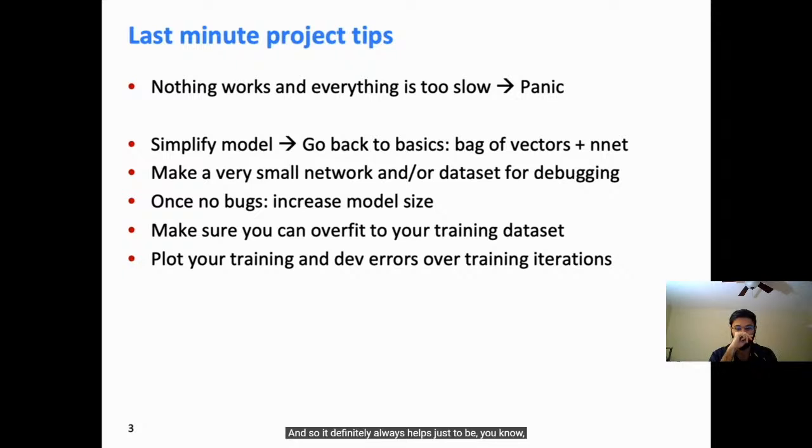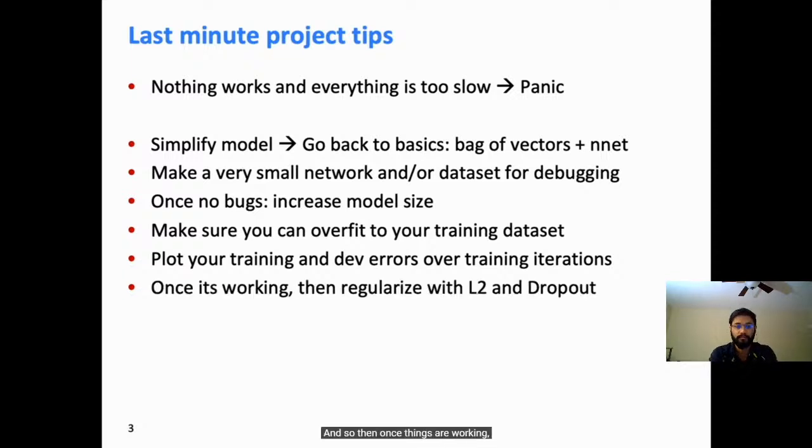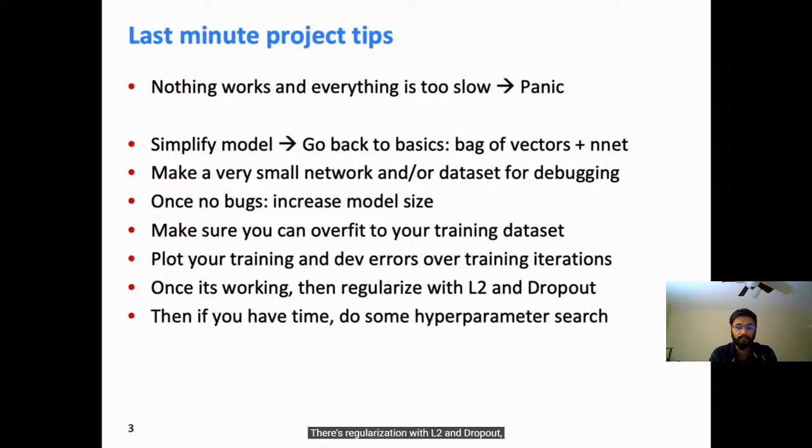It always helps to plot your training and dev errors as you go along, so that you can tell if things are working or if they aren't and you should abandon and start again with a new experiment. Things like that save you hours and get you more done. Once things are working, there's a whole bunch of things to make it work better. There's regularization with L2 and dropout. There's time to do hyperparameter search. Often doing these things can make quite a lot of difference to your final results. So it's good to have time to do those things, but clearly you want to get things working first before you go on to that.